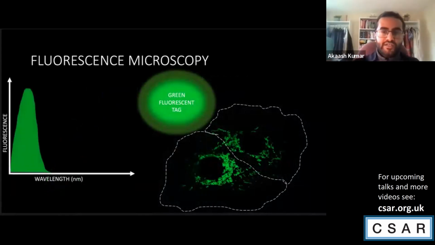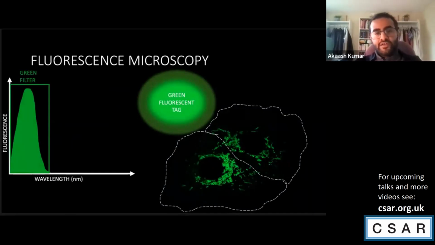Now, the range of light that these fluorescent tags emit is referred to as the emission spectrum, and it's specific for each tag. And a filter matched to the tag's color is used to ensure only the light from the tag is imaged. So in this case, a green filter for a green fluorescent tag.